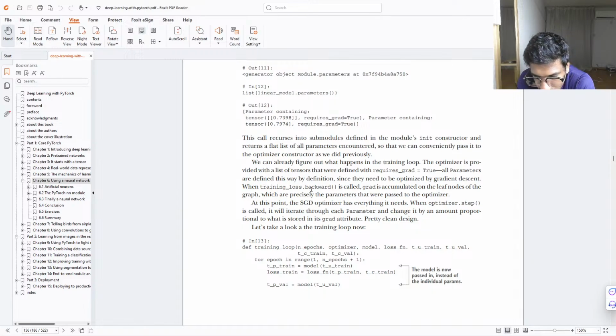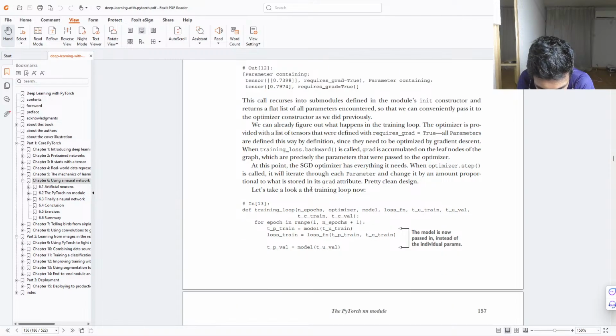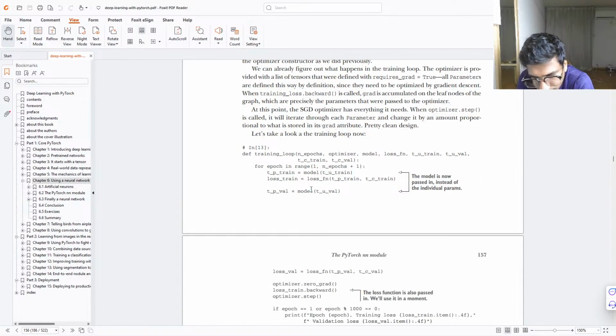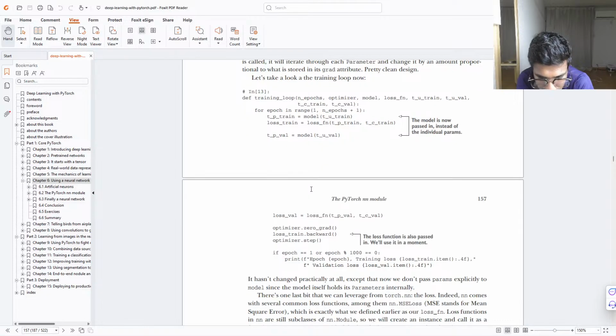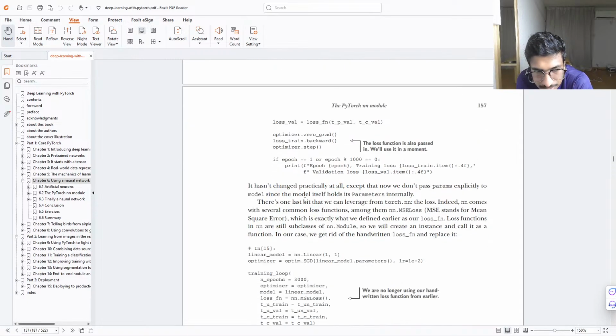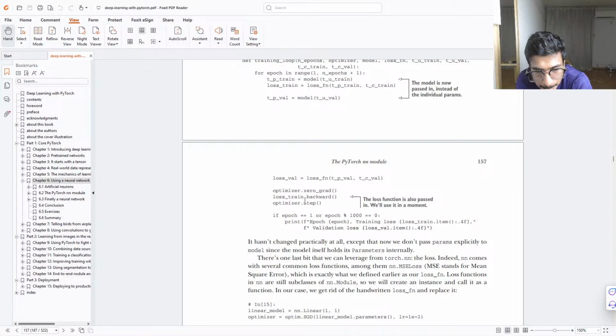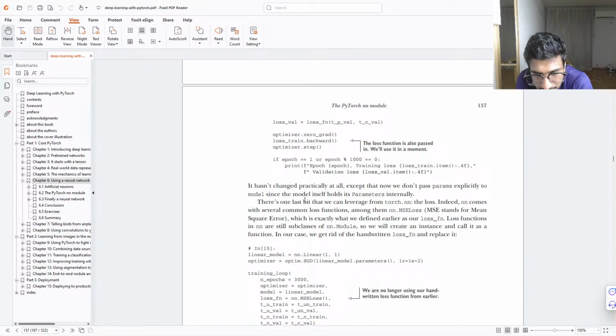Defining the training loop, we pass the optimizer, model, and loss function. For epoch in range, we do a forward pass through the model, then compute the loss using the loss function on the training data. Then optimizer.zero_grad, then loss_train.backward, and then optimizer.step. Simple, it's simple. It hasn't changed practically at all, except that we don't pass params explicitly to the model since the model itself holds its parameters internally.